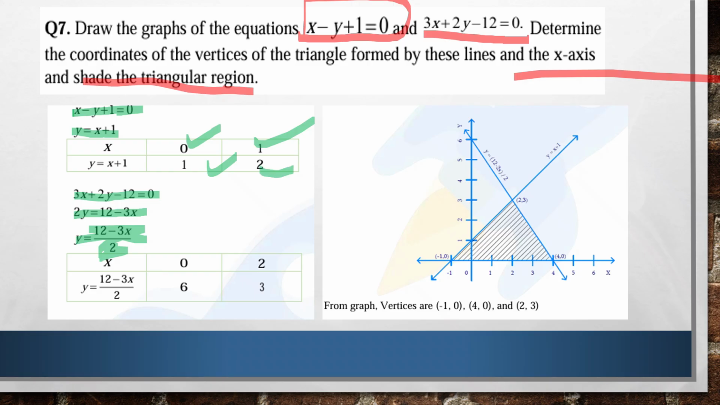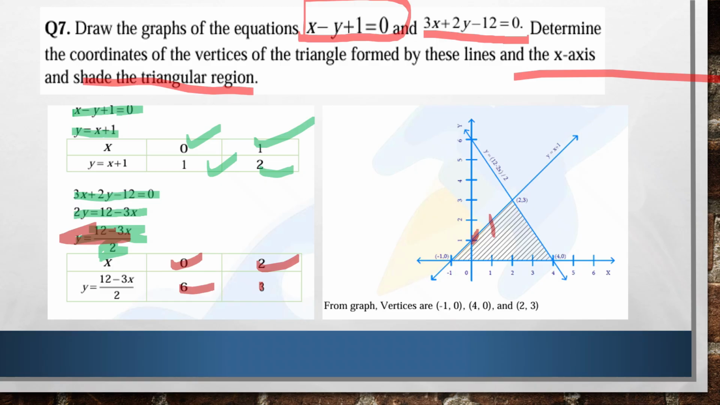And in the second case, if I take x is equal to 0, 12 minus 3 into 0 by 2 means you will get 6 here. If I take x as 2 here, 3 into 2 is 6, 12 minus 6 is 6 divided by 2 means you will get 3 here. Again, whatever points you got, just plot them here. So the first point 0, 1 will come here, then 1, 2 is here.